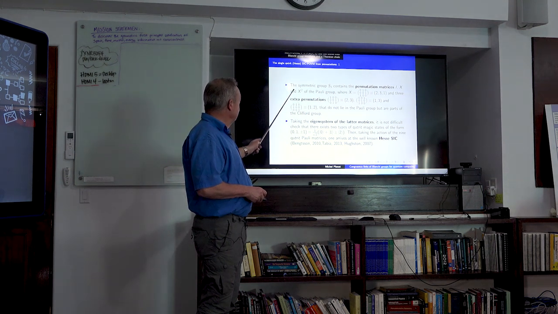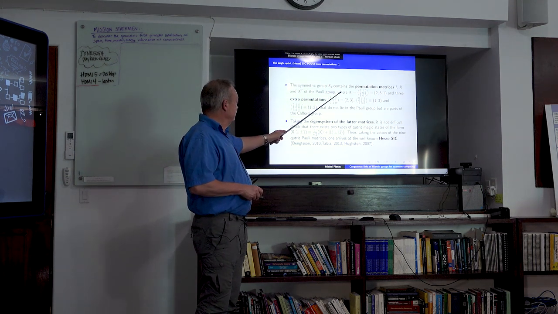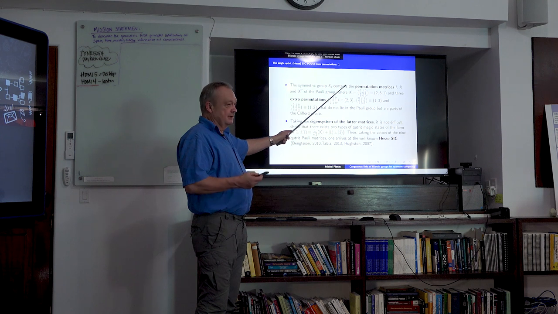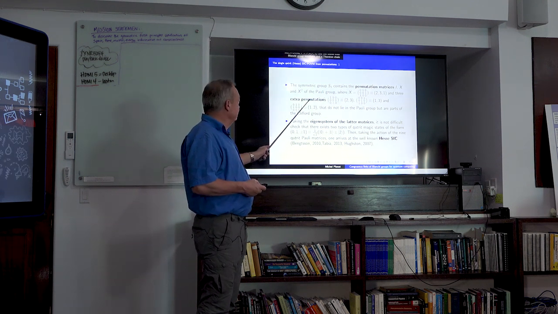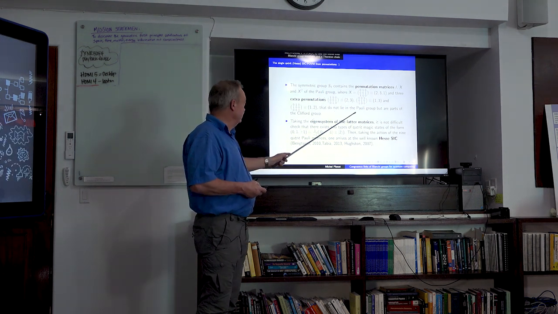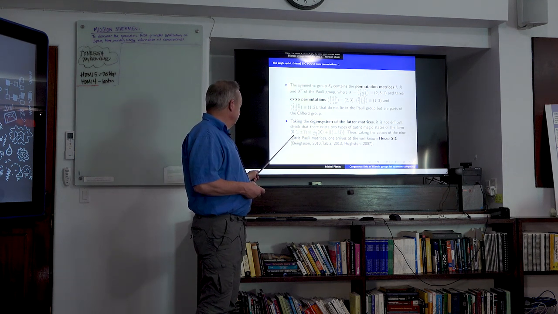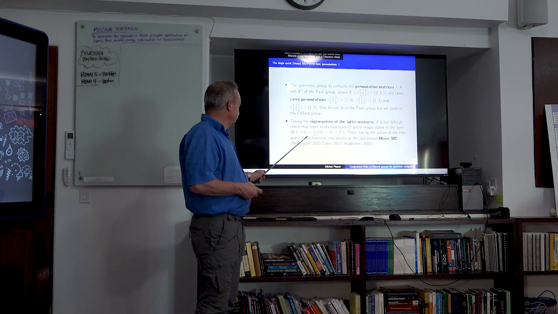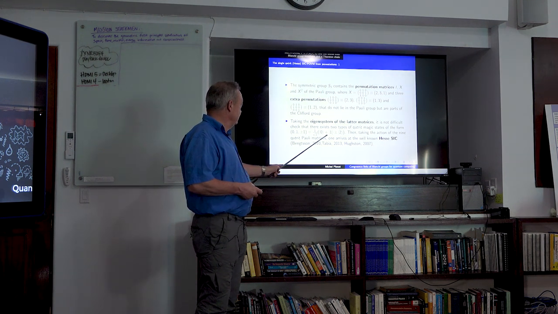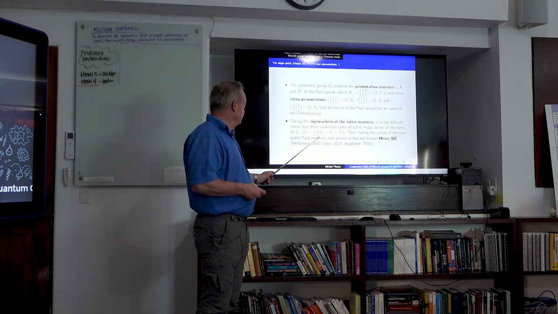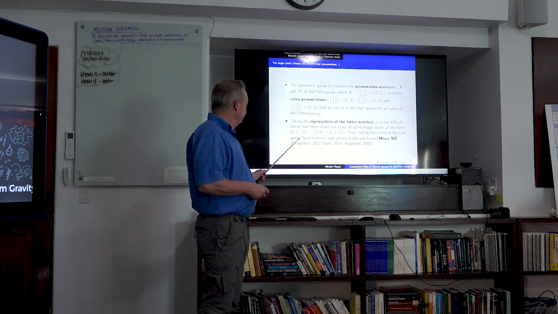The eigenstates of these matrices here are familiar states, but the eigenstates of these extra permutations are different. In fact, I'm talking about the extra states. These are the states. These are the magic states, okay? This type, okay?